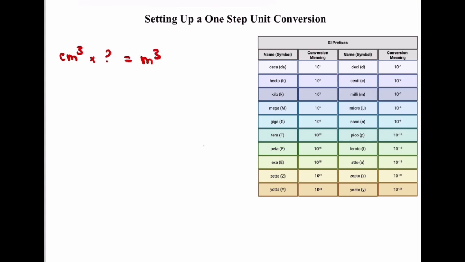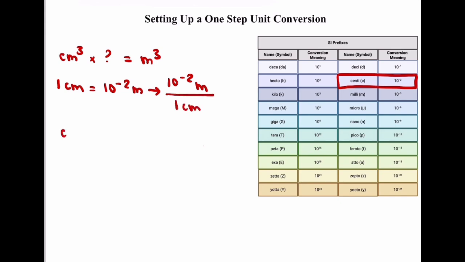Another problem I want to discuss is centimeters cubed times what will equal meters cubed. This problem also involves centimeters and meters, so we will be looking at the centimeters prefix. We can rewrite this problem as 1 centimeter equals 10 to the negative 2 meters, just like the last problem. This time we are trying to go from centimeters to meters, which can be rewritten as 10 to the negative 2 meter over 1 centimeter. Now we can just insert this into our problem.